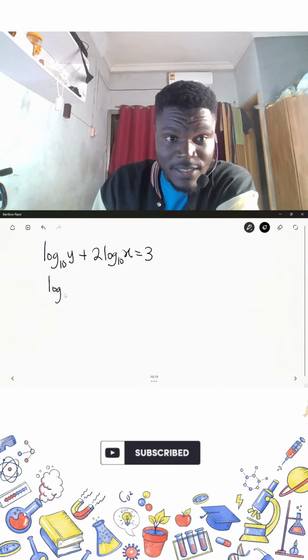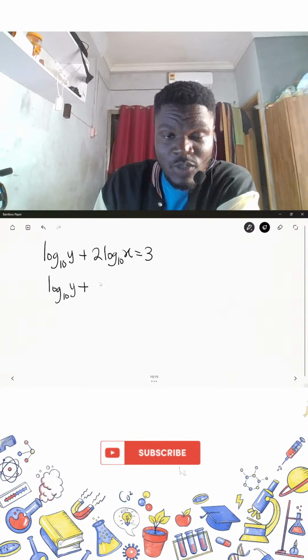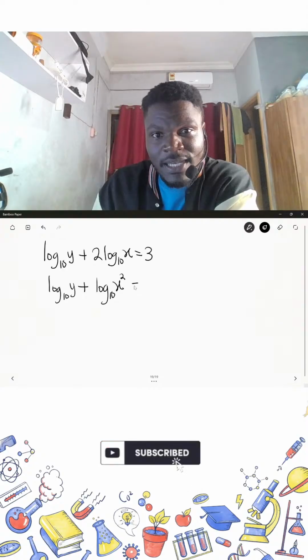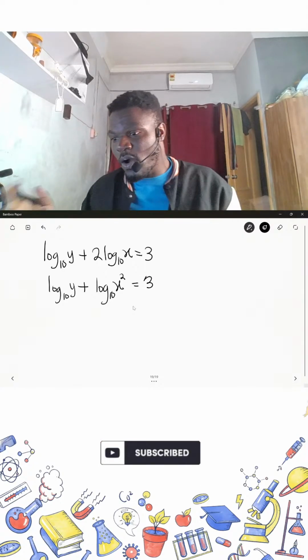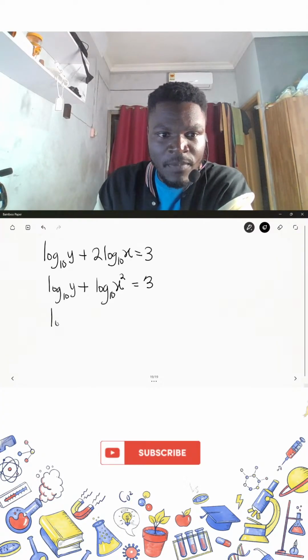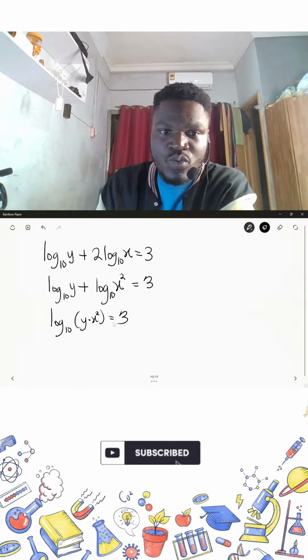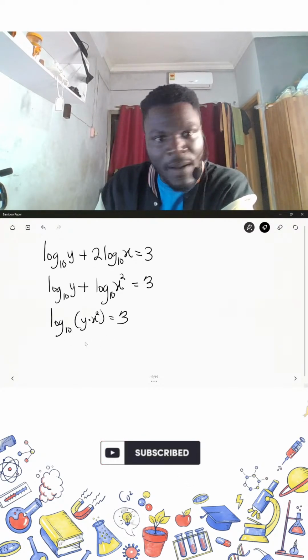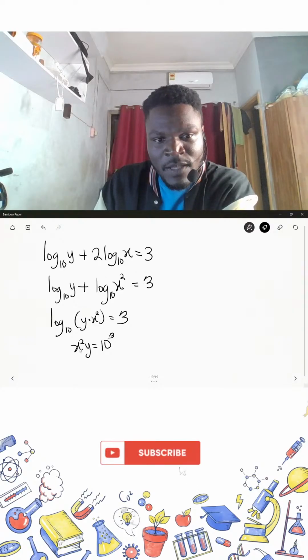So here we will maintain this log base 10 y. Then this will be plus, this will become log base 10 x squared, and this will be equal to 3. Now, when you have two logarithms with the same base and they are adding, you multiply them. So this will become log base 10 of y multiplied by x squared, equal to 3. Are we okay? So to get rid of the log sign, the 10 will be raised to the power. So we'll have here x squared y is equal to 10 cubed. Are we okay?